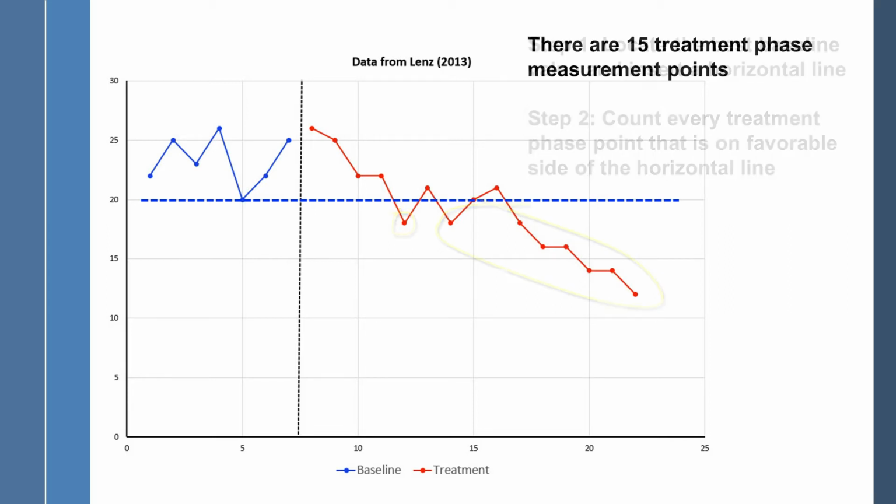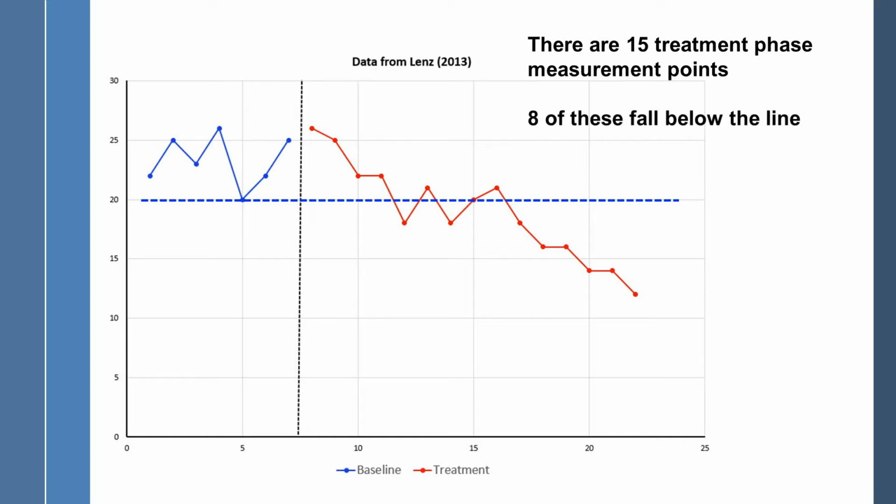So when we count these up, there are 15 treatment phase measurement points total, and 8 of these 15 fall below the line. So then the PND is calculated simply by this ratio of 8 over 15, and when you turn that into a percentage, it comes out to be 53.3%.